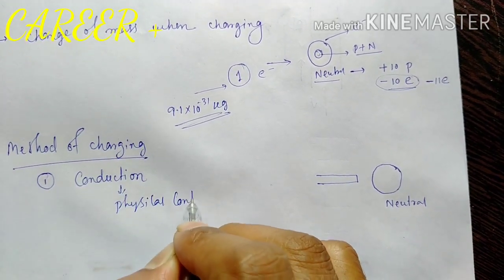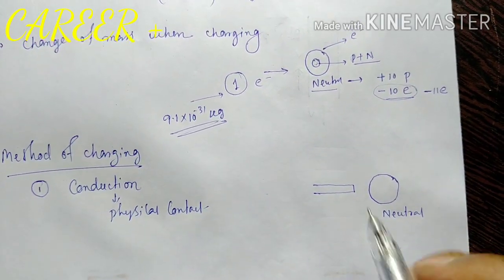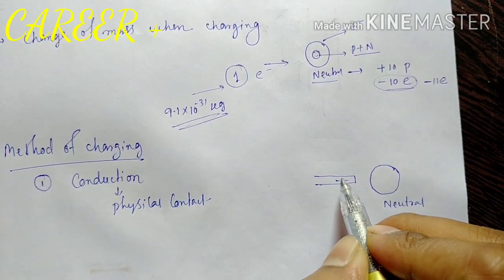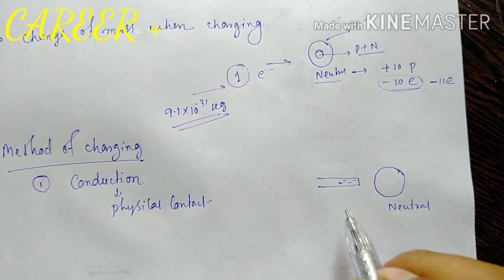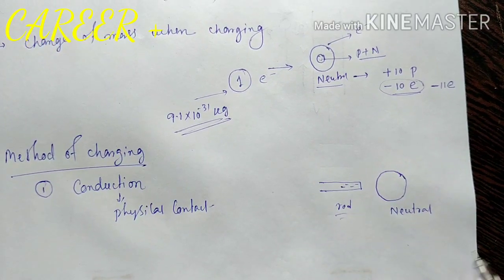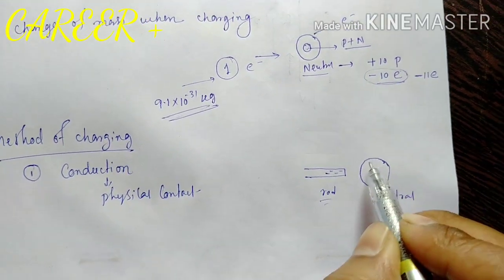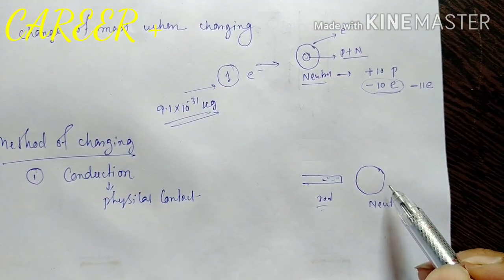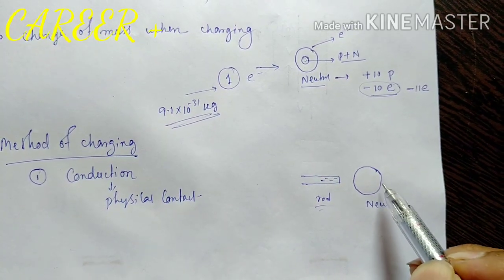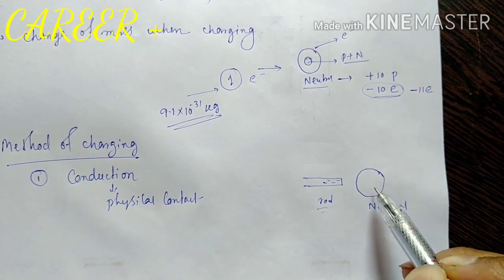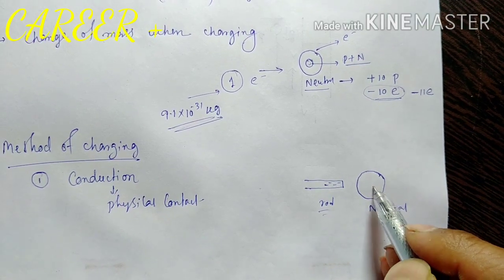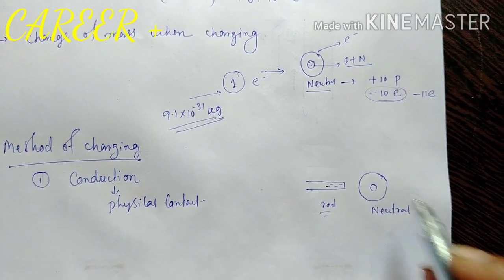Physical contact means that one, say this is initially a negatively charged rod, any negatively charged rod, and this is an electrically neutral body. That means the total amount of charge here is 0. That means it contains the same amount of electrons and protons at the nucleus.